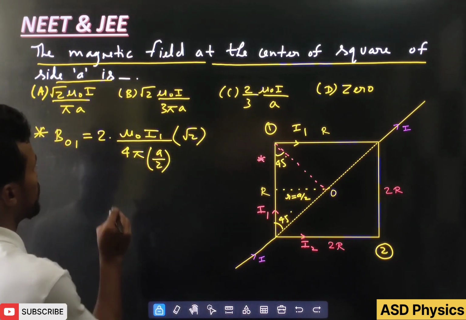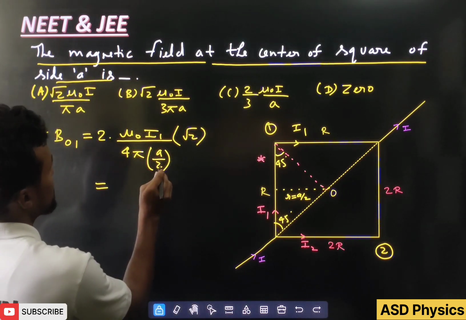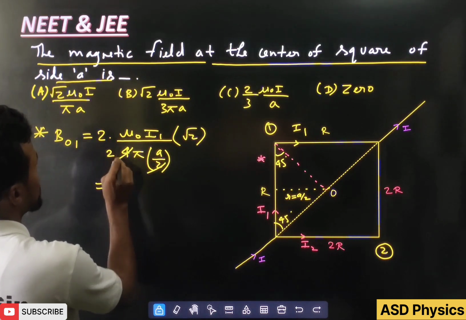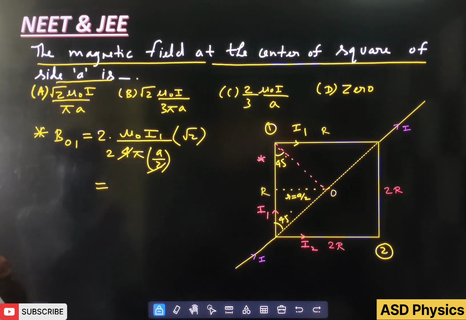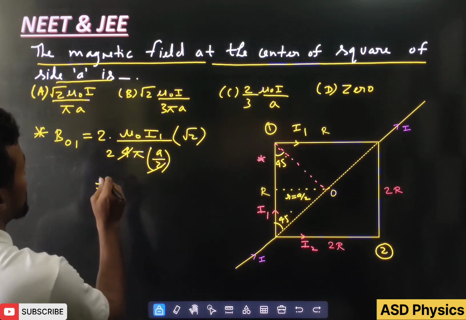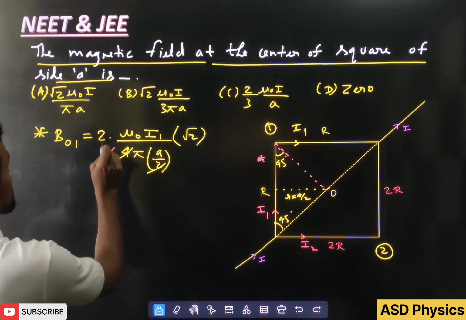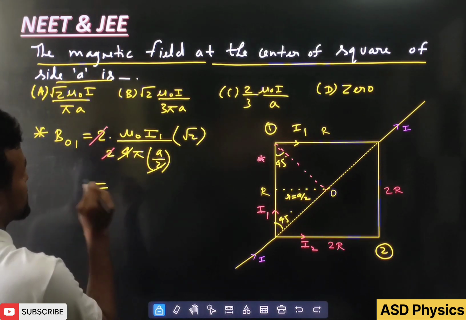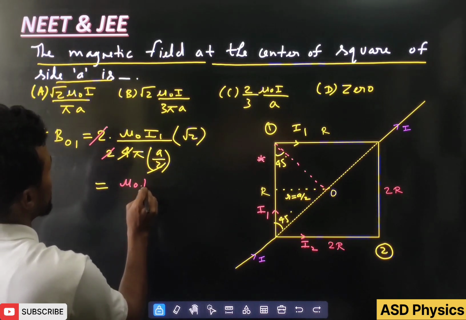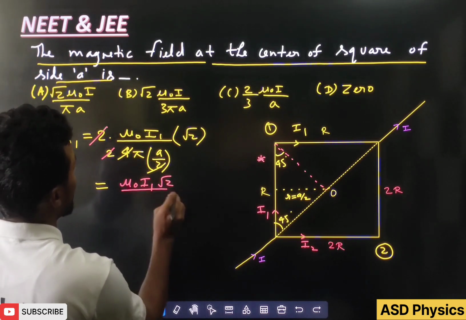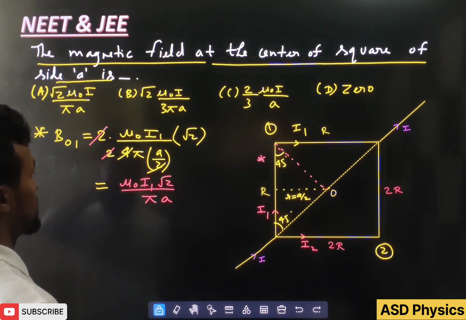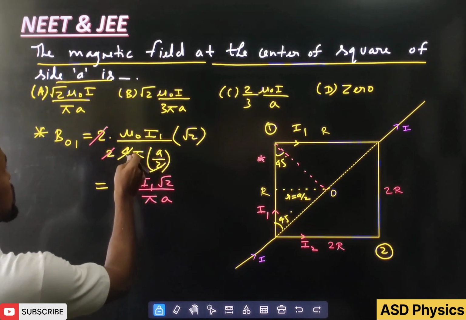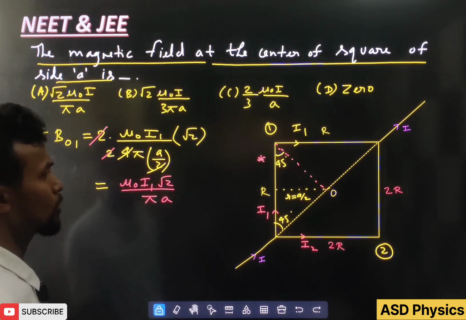So from here, students, when you simplify this, 2 2 is 4, and this 2 and this 2 are also cancelled. So what we can write here: mu naught I1 root 2 by pi A. Mu naught I1 root 2 by pi A. All are correct only. A by 2, 2 2 is 4, 2 2 cancel. Mu naught I1 root 2 by pi A.